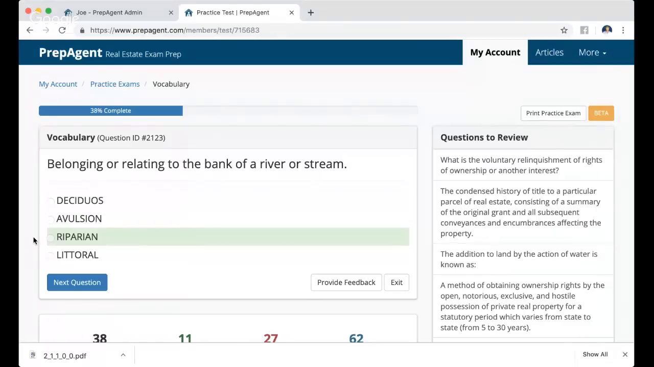Okay, so what is the true definition? So riparian has to do with a moving body of water. Okay, and littoral has to do with bodies of water that are stagnant. They're not going in a specific direction. Okay, good job, everybody.